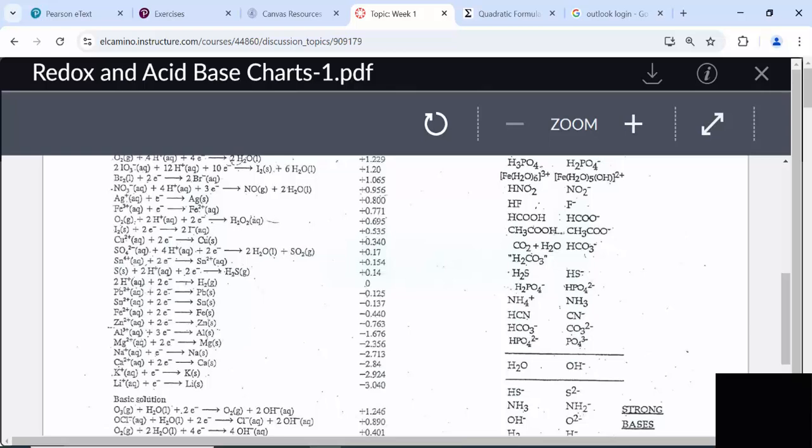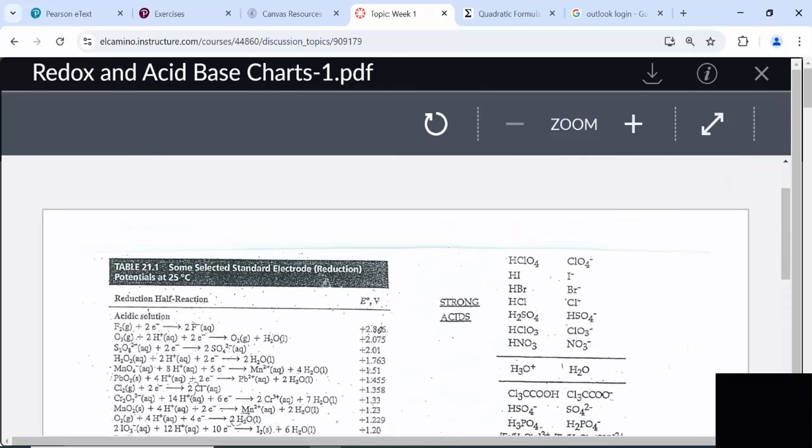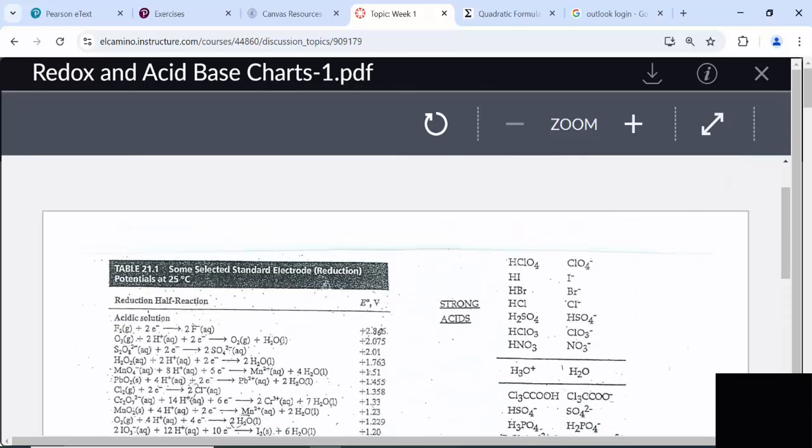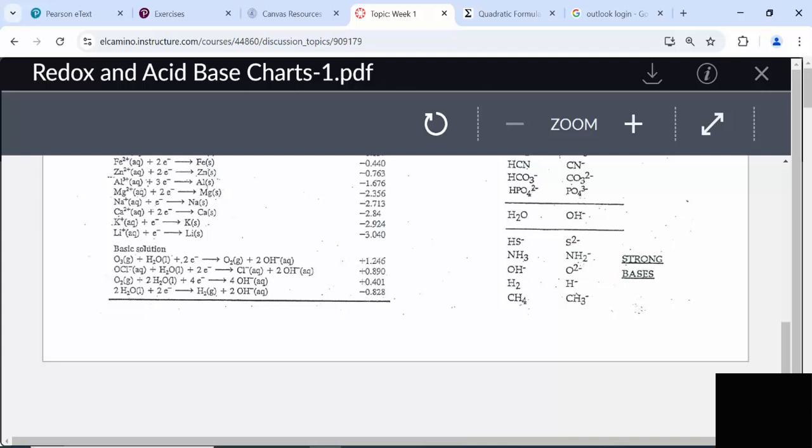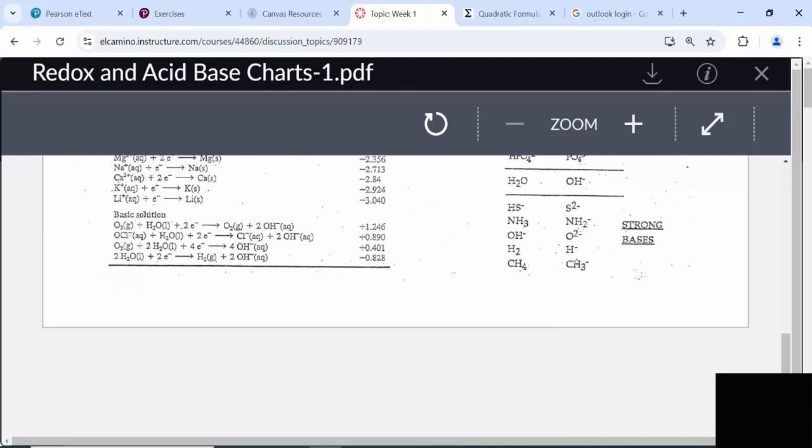And people have these 7 common strong acids memorized. Do you have these memorized here? But I don't know why people don't ask to memorize the bases. I have the bases memorized. So what are the strong bases? These are the strong bases here. And what is the strongest of the strong bases?